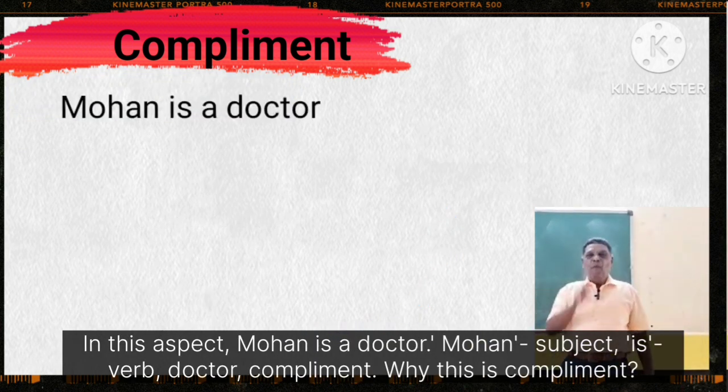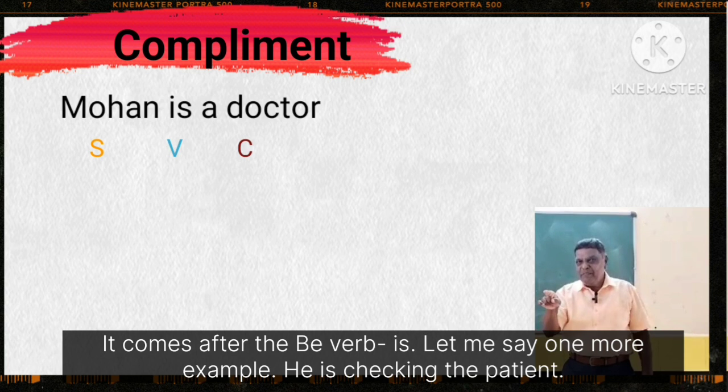One more example. Mohan is a doctor. Mohan, subject, is, verb, doctor, complement. Why is it complement? It comes after the be verb is.